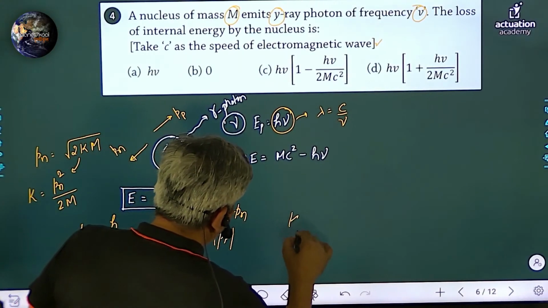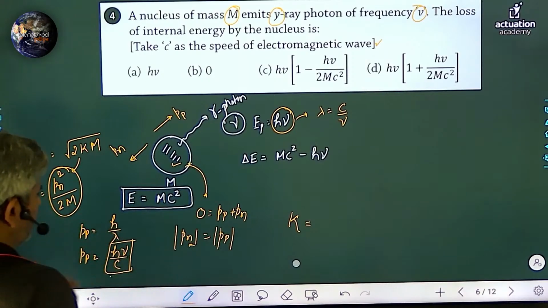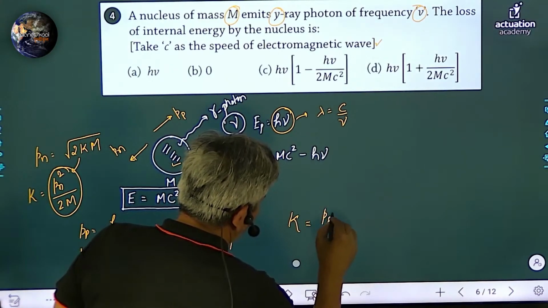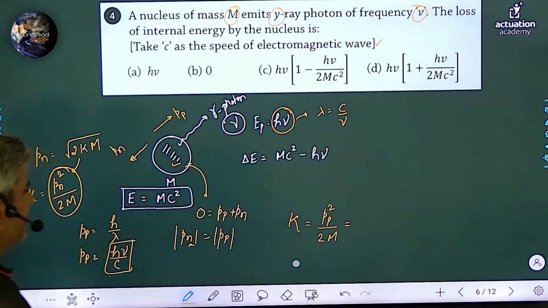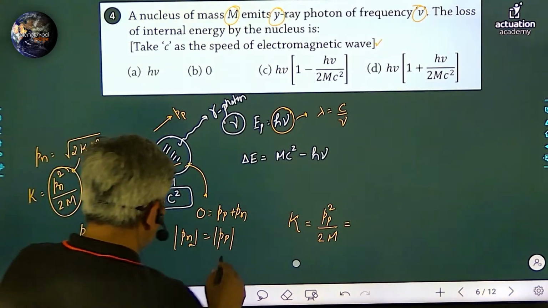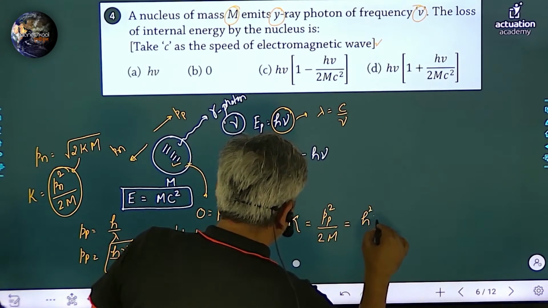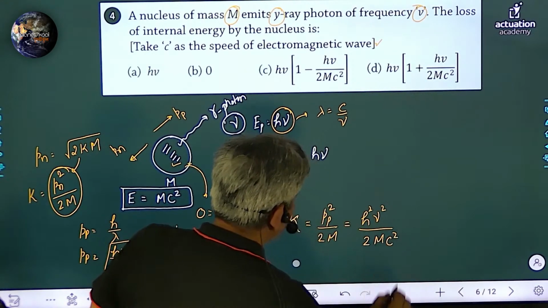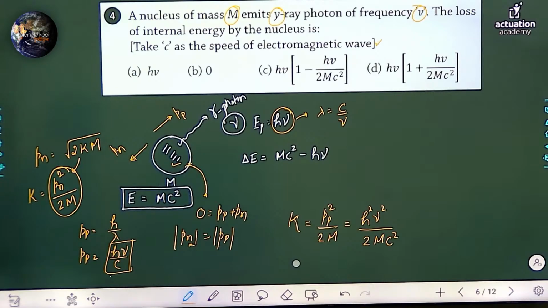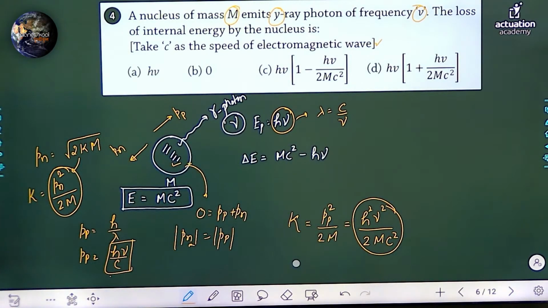So the kinetic energy of the nucleus can be written, from this equation, by replacing Pn with the momentum of the photon squared divided by 2 times the mass. That is equal to h square nu square divided by 2mc square. So this is the energy, which is the kinetic energy of the nuclei.